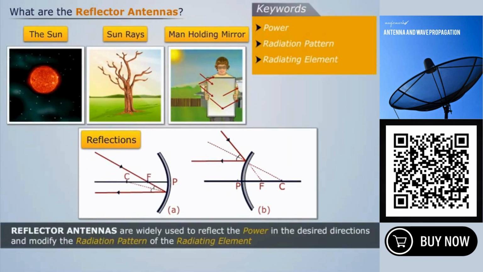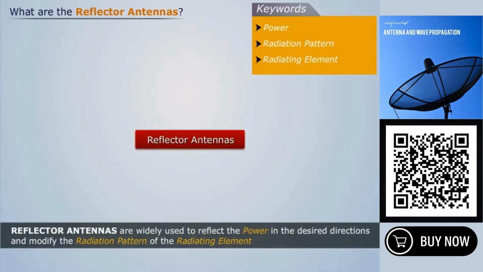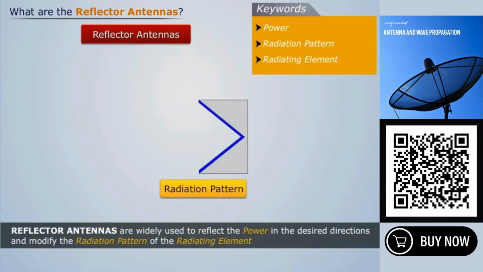So, reflector antennas are widely used to reflect the power in the desired directions and modify the radiation pattern of the radiating element. Now let's discuss in detail the reflector antennas. The reflectors are widely used to modify the radiation pattern of the radiating element.